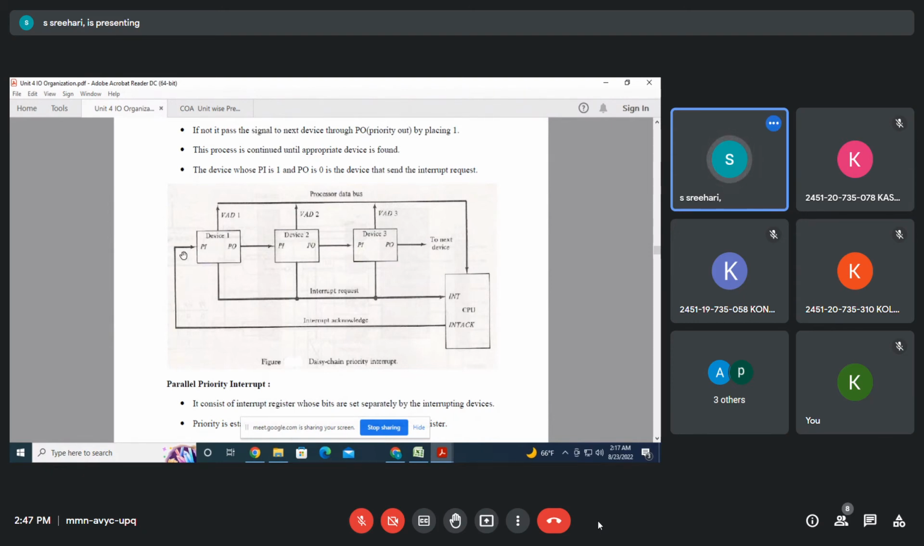Once the request is sent by device one, then the service is given. Otherwise, the request signal is sent to device 2. Like that, there are highest priority to lowest priority devices. Once it is done, it is forwarded to the next device, right? Like that the daisy chain priority process is done.